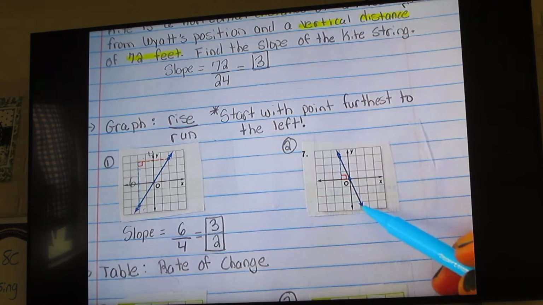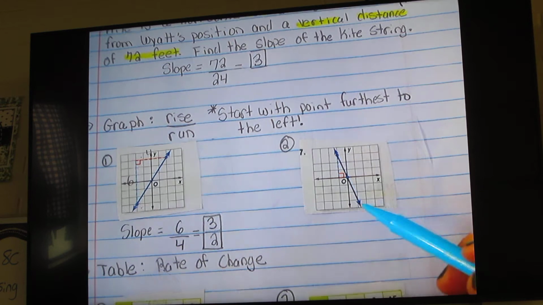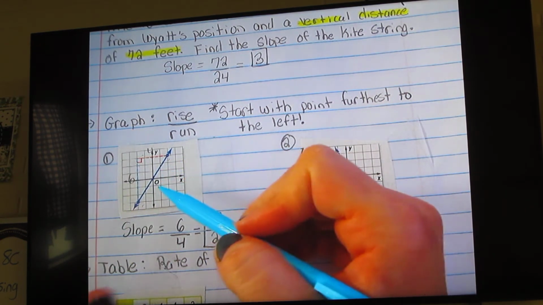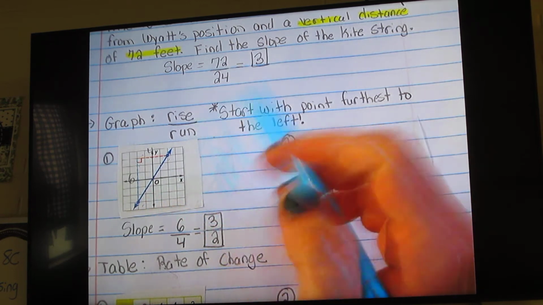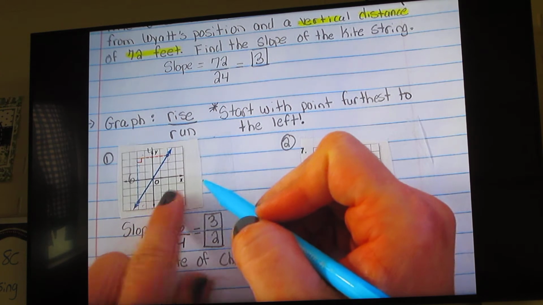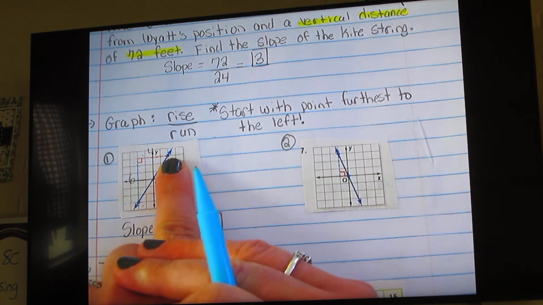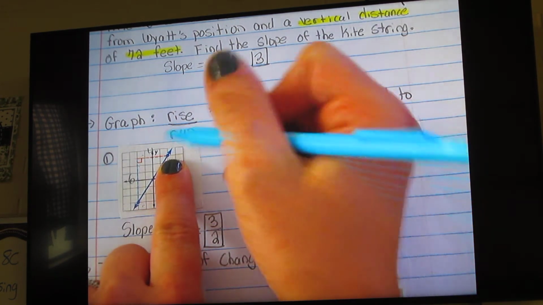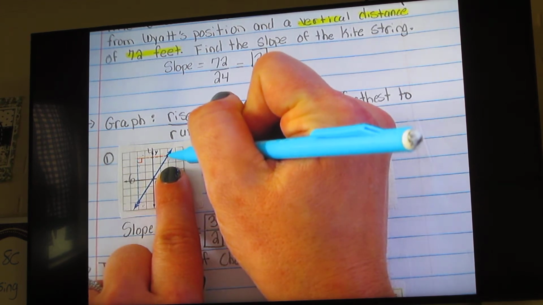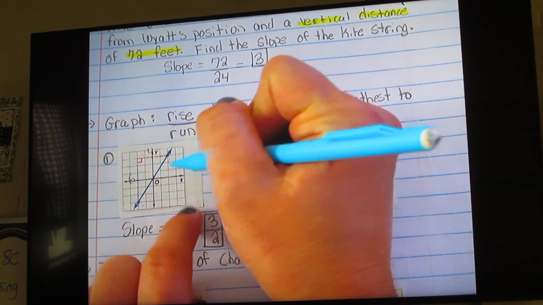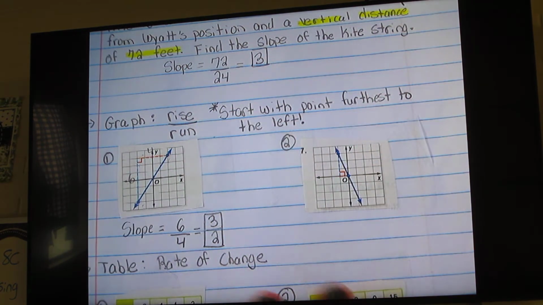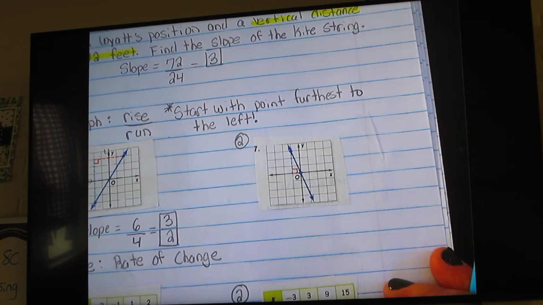Now, as you notice in the two examples I've chosen here, it already has two nice points chosen for you. However, that won't always be the case. You may be given a line where none of the points are chosen for you. So in order to do that rise over run, you have to pick two points, preferably nice points. And when I say nice points, I mean points that go through the corner. And then make that dot. If it's not there, make it. So I put that dot on the line where it goes through the corner and then do my rise over run. So let's look at number 2.